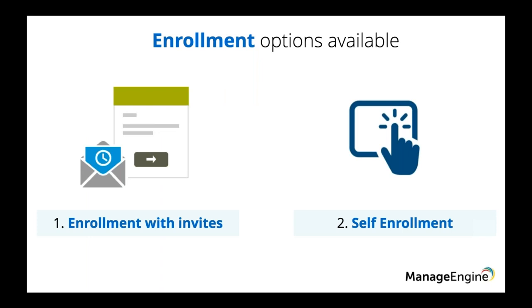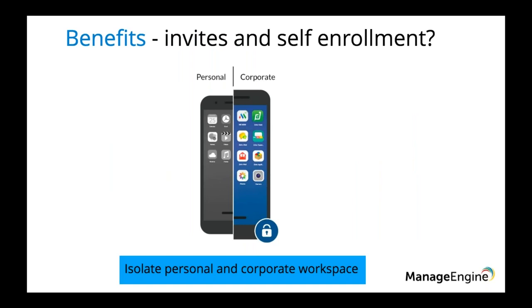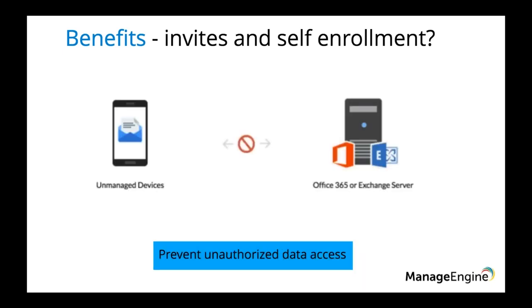So we have got two options for this category. The first one is enrollment using invites, and the second option is self-enrollment. We'll look in greater detail at each of these methods. But before that, you need to understand the benefits of using these enrollment methods. First among which is that enrolling devices by invites or self-enrollment essentially isolates your personal and the corporate workspace, whereby the enterprise can have control over the corporate workspace while having zero control over the personal space, thereby ensuring user privacy.